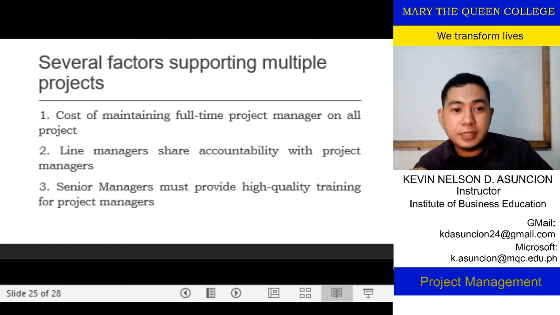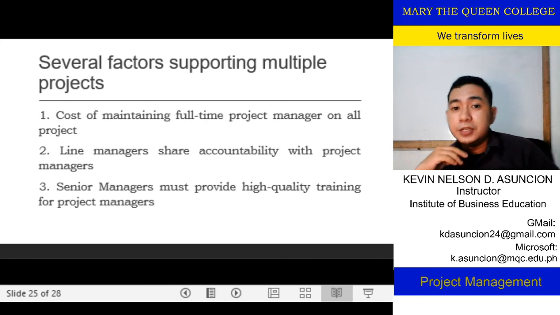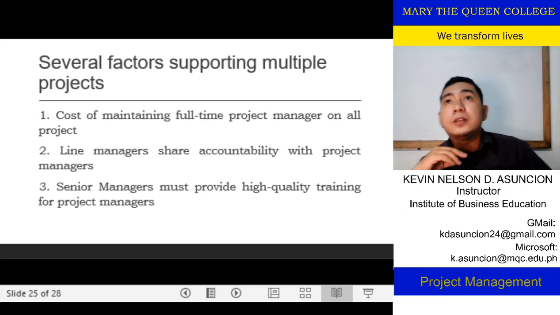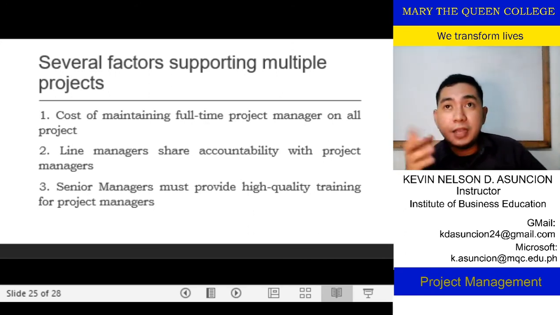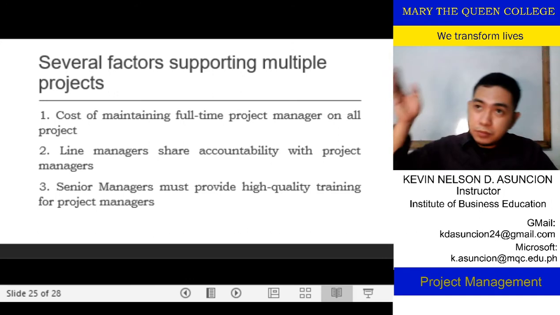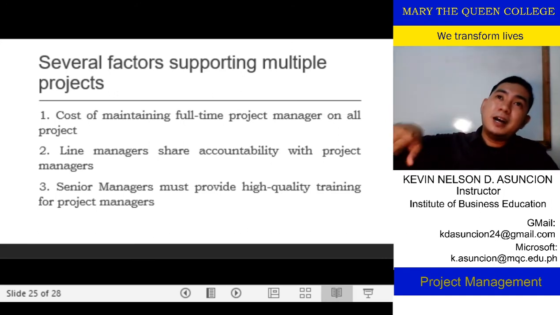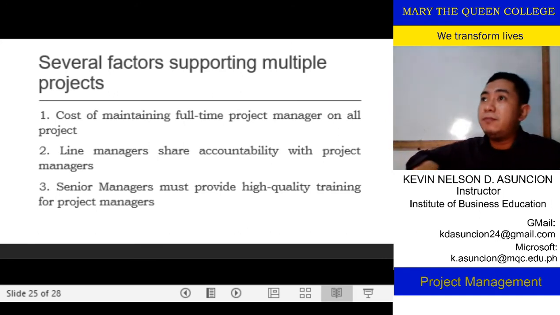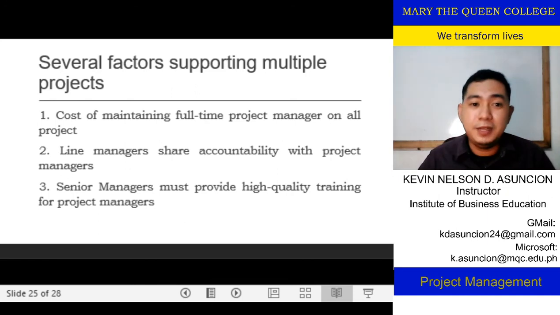Okay? So second is line managers share accountability with project managers. In which way? Nagkakaalaman sila, nagkakaintindihan sila dahil they also have the same line managers, for example. So madali yung communication and they share accountabilities with these line managers. Kasi kung ibang project manager yan, kaharap niya rin yung same line managers doon, di ba?